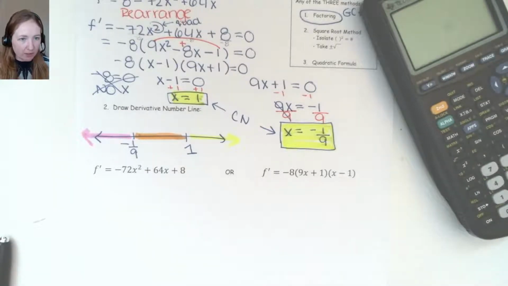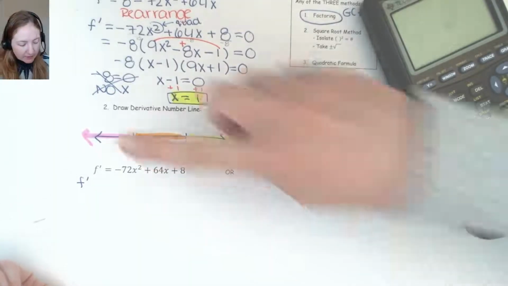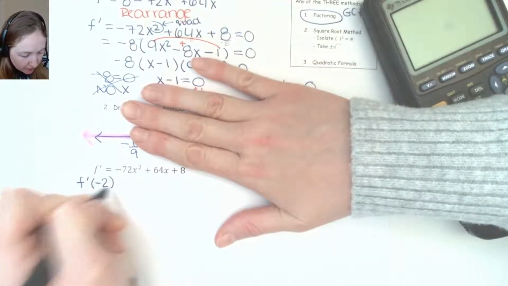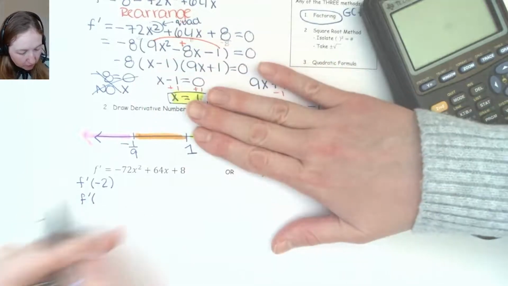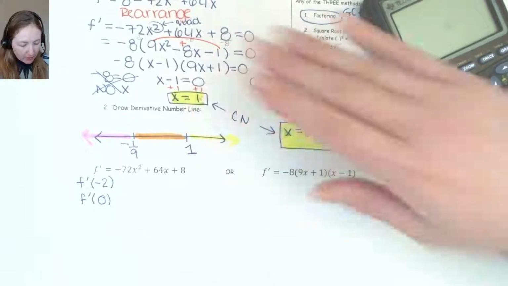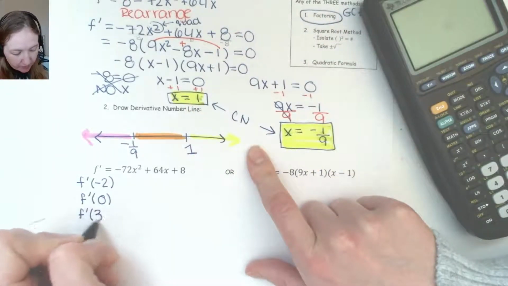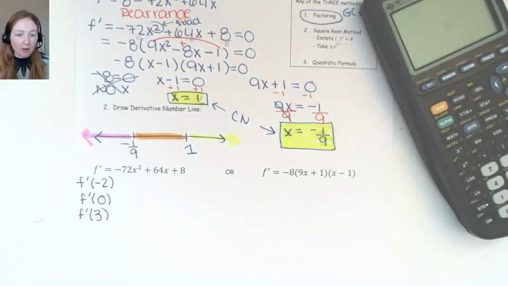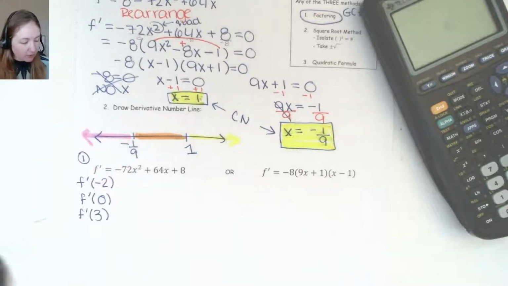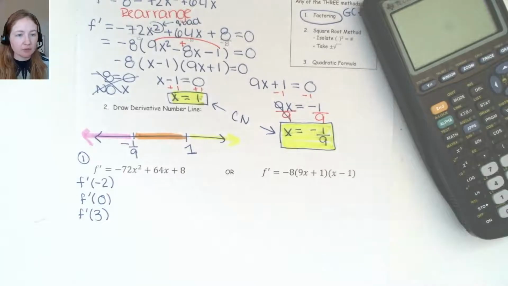So there's basically 3 ways you can do this. The first way is you'll see, okay, so for this first interval, maybe I decide I'm going to plug in -2. And then for the second interval from -1/9 to 1, maybe I decide to plug in 0. And then for the third interval from 1 to infinity, maybe I decide I'm going to plug in 3. All right, so one method, and I'm going to take this into 3 methods. So method 1 is that you can plug it into the unfactored, standard form derivative.